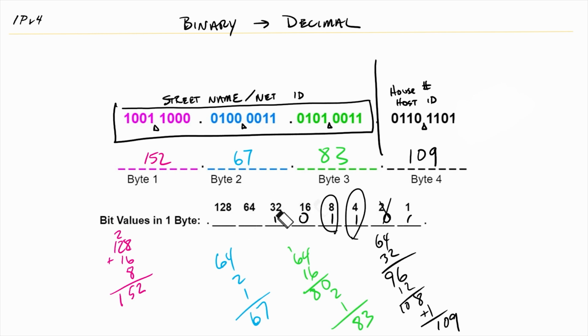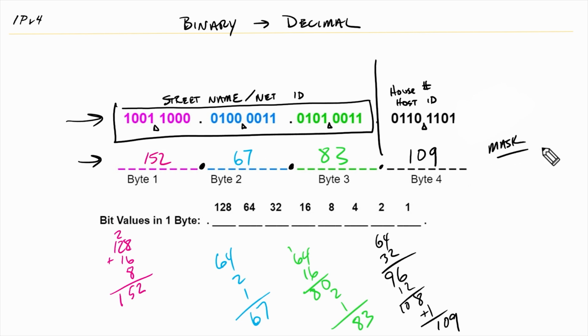So that, my friend, is how we can take a binary number, 1 byte at a time, using this little table right here, plugging in the binary value and then adding up the decimal value positions of each of those bits, and then that sum is going to be the value for the respective octet. So we could say that this IPv4 address, which is really hard to read with the naked eye, it's really the dotted decimal address of 152.67.83.109. And as far as the dividing line, that's up to the mask.